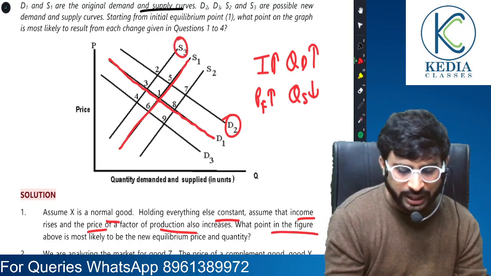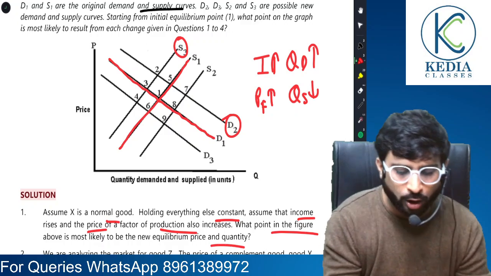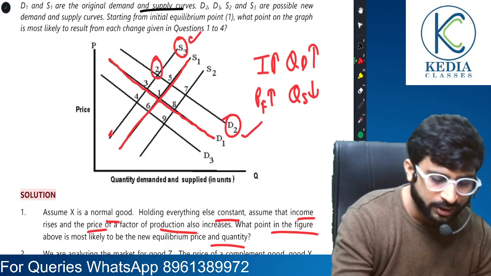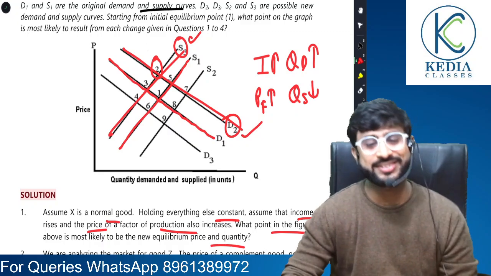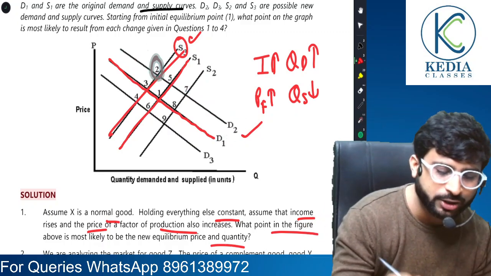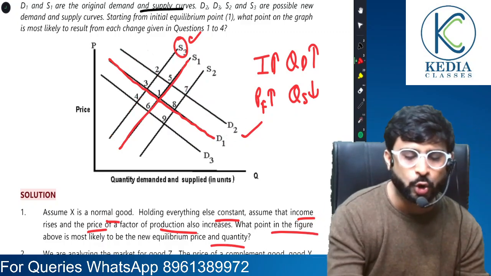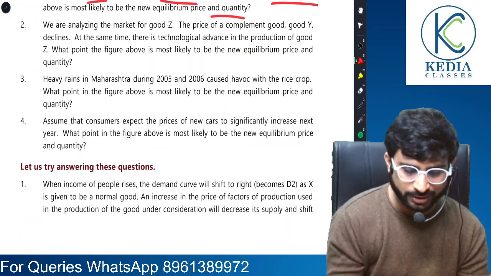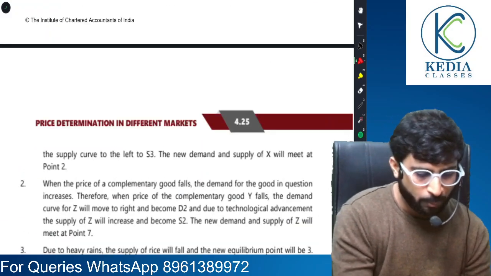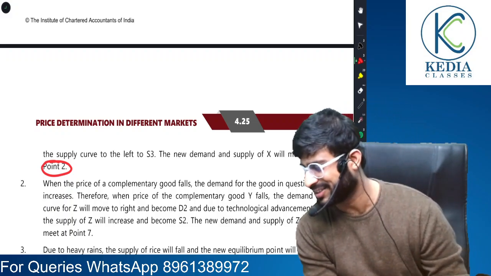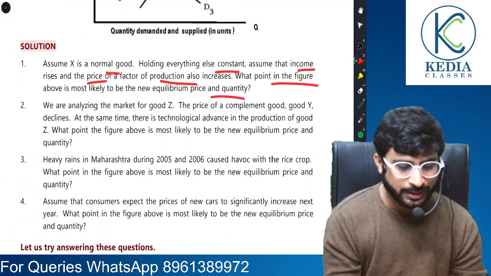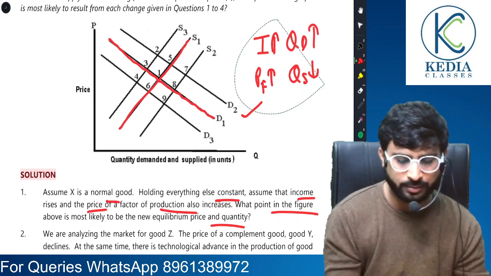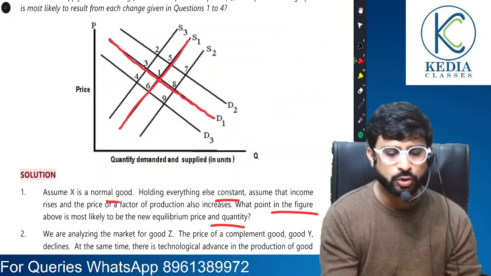What point is most likely to represent the new point? So D2 and S3, where are they intersecting? At point 2, you see, S3 and D2. At point 2, they are intersecting. So point 2 will be our answer. MCQ question answered. Let's move on to the next question. Again, back to the OG condition, D1 and S1.